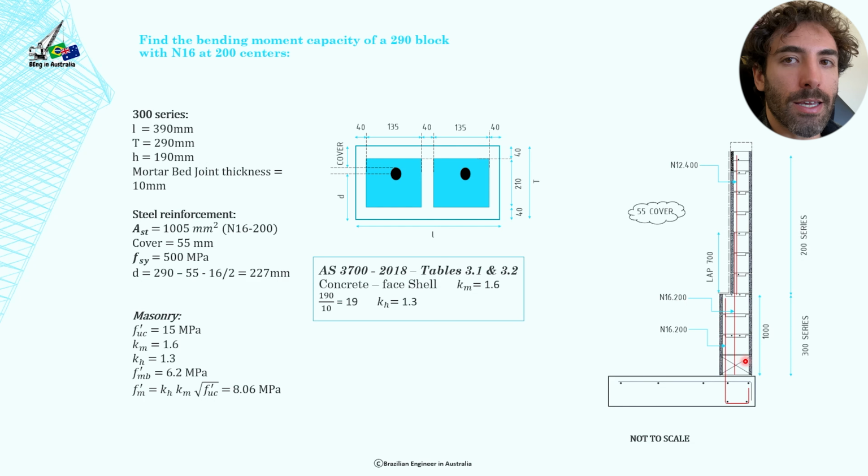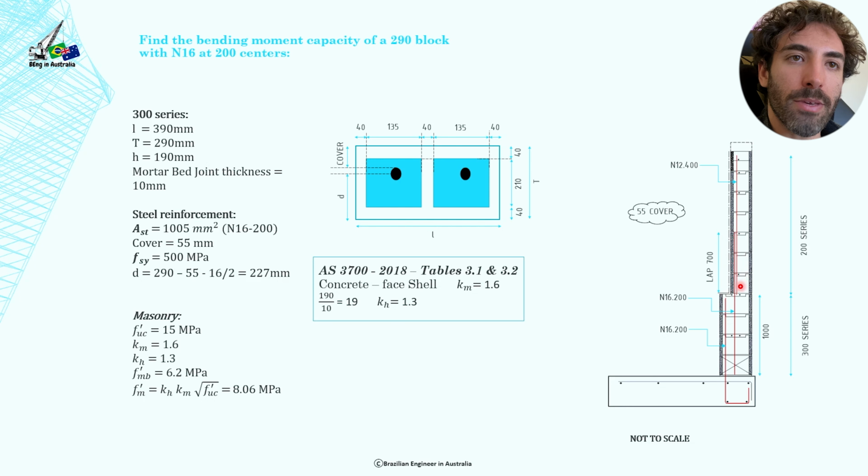As I mentioned in the previous slide, we've got 1 meter high of 300 series blocks. So these blocks here are 290 thick, and the remaining 2 meters of wall will be just a 200 series, which is 190 thick. So what we're doing here, we're using N16 at 200 for the wall, which is this reinforcement here. We're going to lap this N16 at 200.